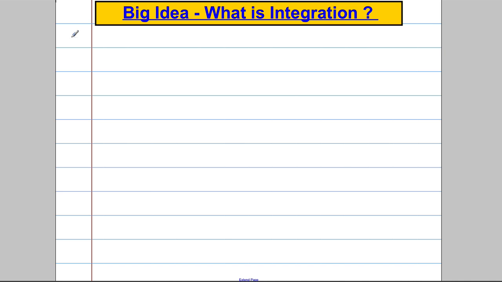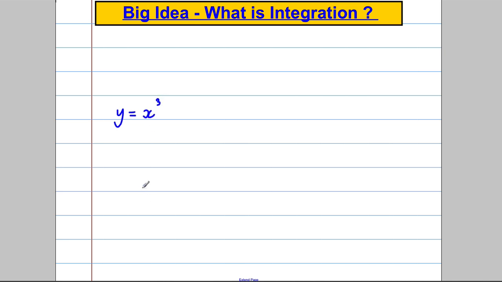Okay, so we're going to start off with the big idea about what is integration. And this is going to help introduce the idea and how to do some of the integration techniques. Before we get to integration, let's talk about differentiation. Now, suppose we had a function, for example, y is equal to, let's say, x cubed.